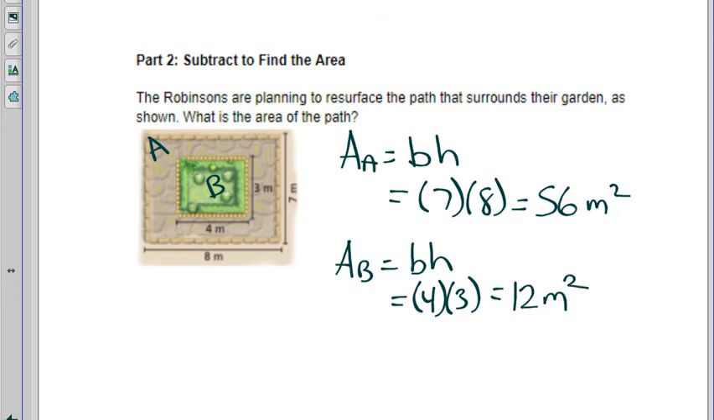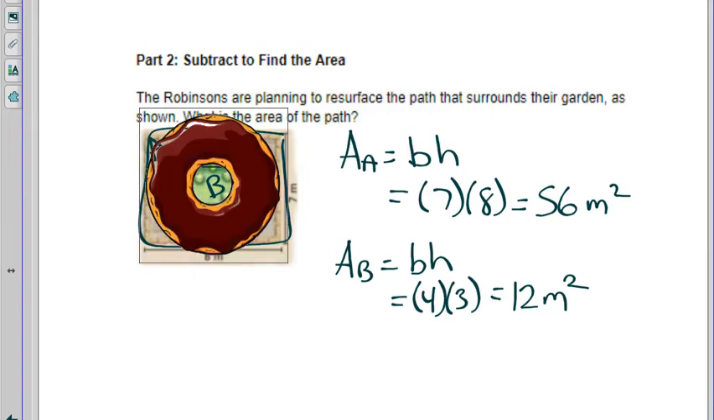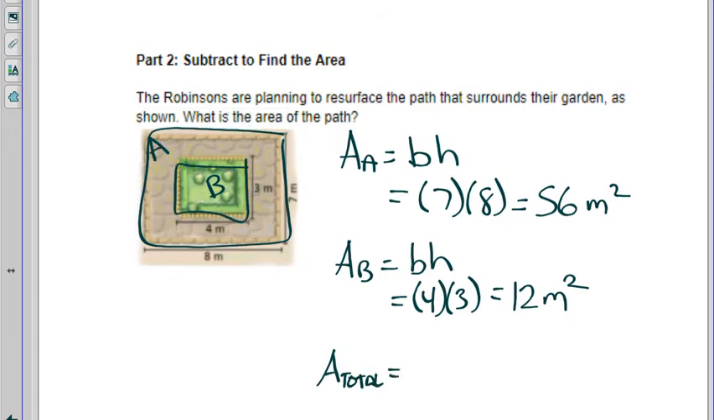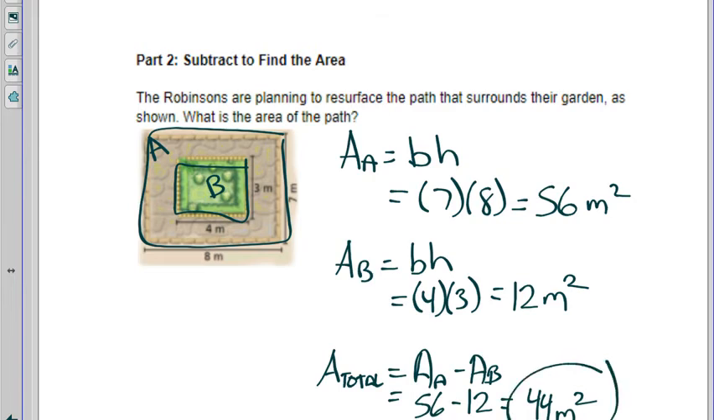And the area that's paved is going to be the difference, right? I'm going to take this whole rectangle, and then I'm going to subtract this little one out from the center. That's the hole in the donut. So the area total is the area of A minus the area of B, which is 56 minus 12, which is 44 meters squared. Circle my answer. And that's all there is to it.